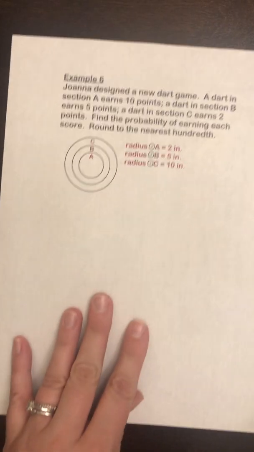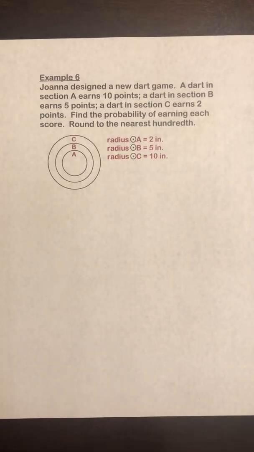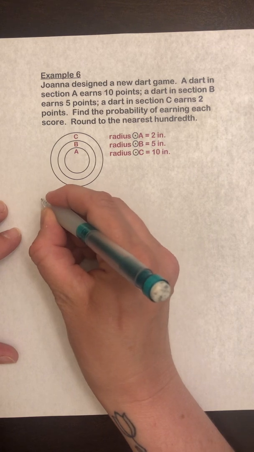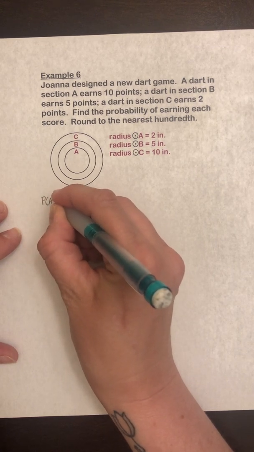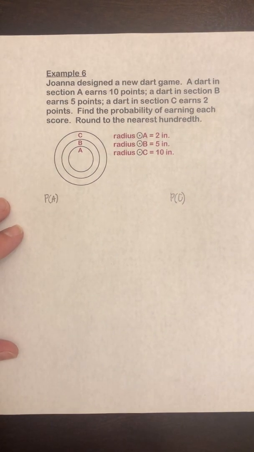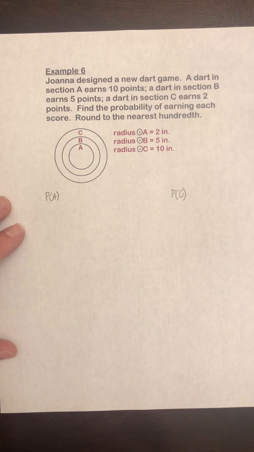Okay, last problem. Says Joanna designed a new dart game. A dart in section A earns 10 points, a dart in section B earns 5 points, and a dart in section C earns 2 points. Find the probability of earning each score. Okay, we're just gonna do two. We're gonna do probability of earning A, and we're gonna do probability of earning the score in C. Let's just do those two. I think if we do two, that's good enough.